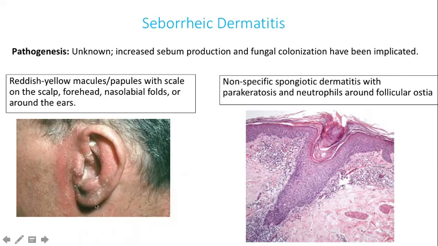We don't normally get biopsies of seborrheic dermatitis because it's so characteristic looking clinically. But if you were to biopsy seborrheic dermatitis, it would look pretty non-specific. It would look like a spongiotic dermatitis, which is what we saw in a lot of the eczematous cases as well. In seborrheic dermatitis, we often have parakeratosis around the opening of the hair follicles. You can have some neutrophils up here, but this is not very specific, so it's this combination of the clinical appearance and a spongiotic dermatitis that leads us to seborrheic dermatitis as the diagnosis.